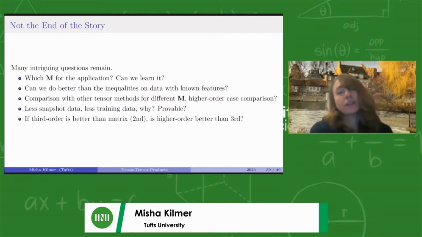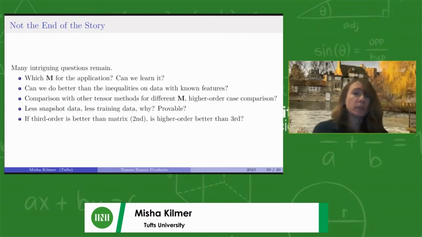But a lot of other questions remain unanswered. The compression you get depends on M. How do we find the right M for our application? Can we learn it? Can we do better than these inequalities if we know that our data has specific features? Can we say something about that gap? How do we do the comparison to our factorization in the higher order case?